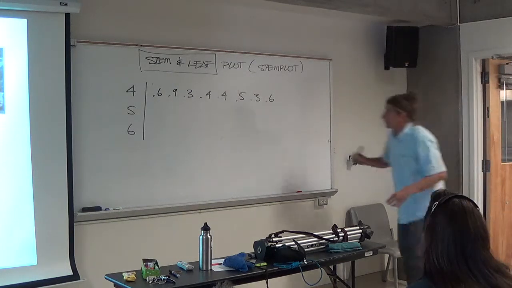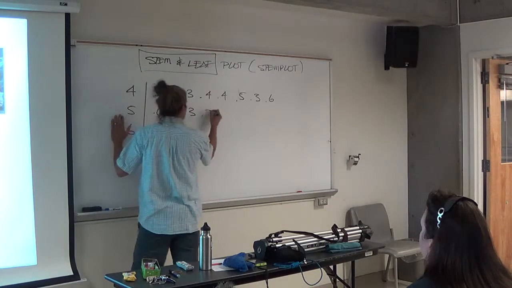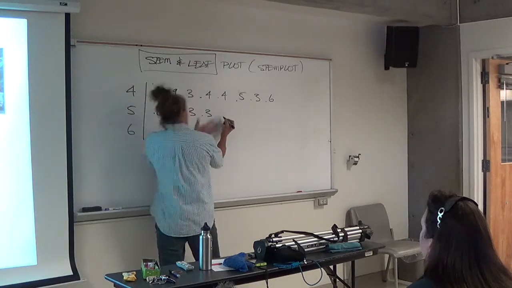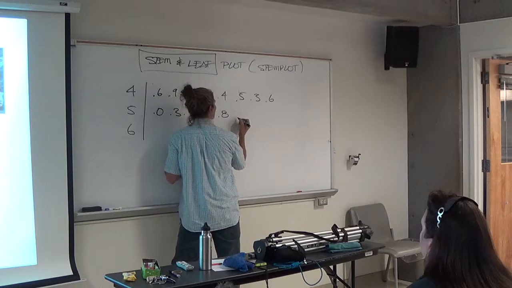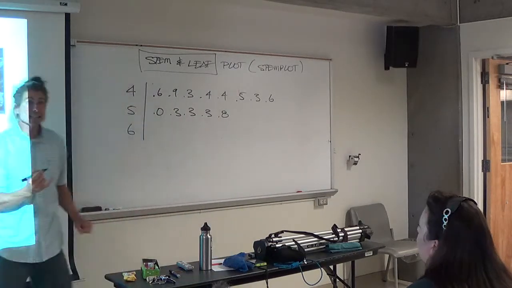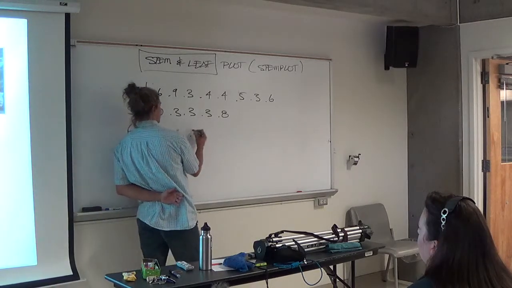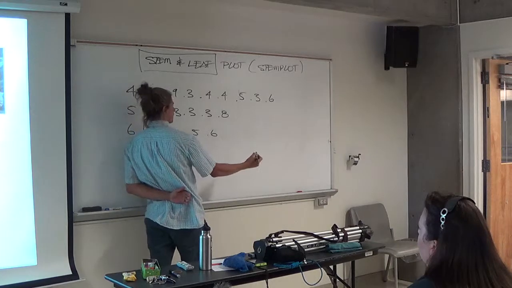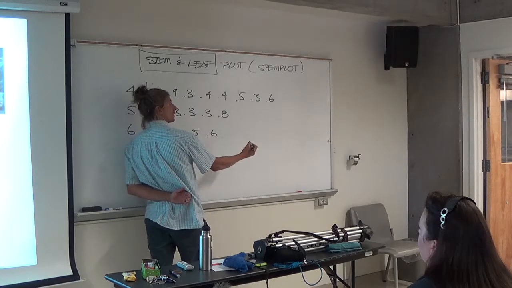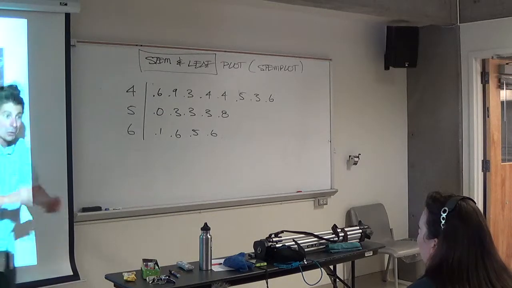Who said 5? 5 point what? 0. 5.0? 3. 3. I heard 3 3s. 8. 8? That's it? Okay, good. And 6 point somethings. 0.1. 0.1, 0.6, 0.5. 0.5, 0.6. 0.6. Is that everybody? Some people didn't vote, totally fine.